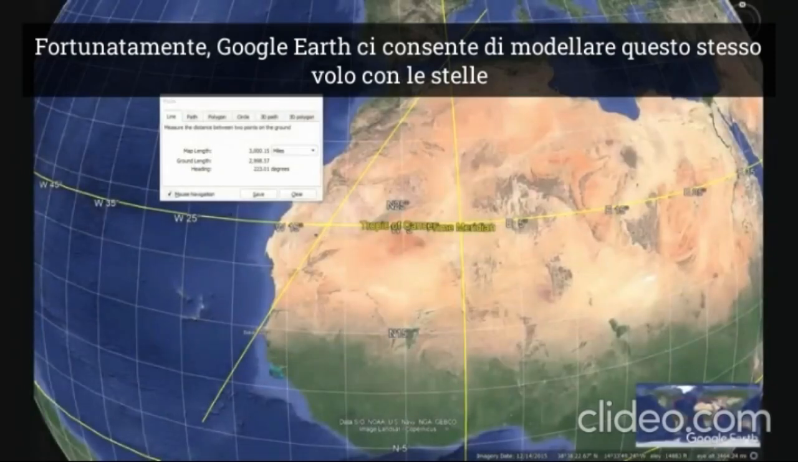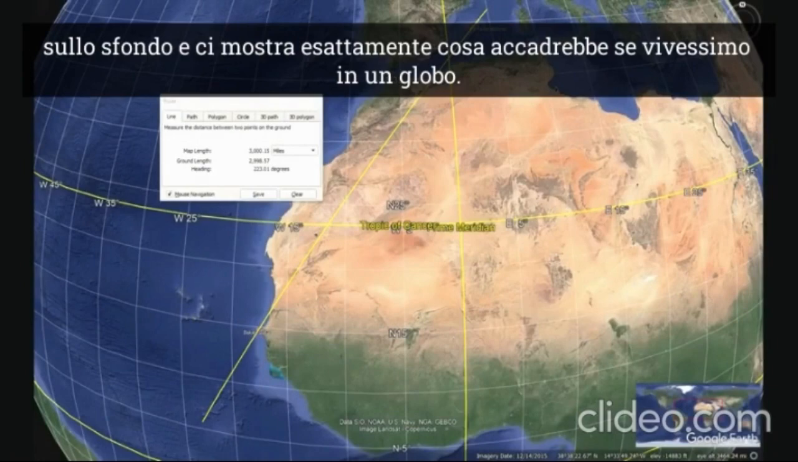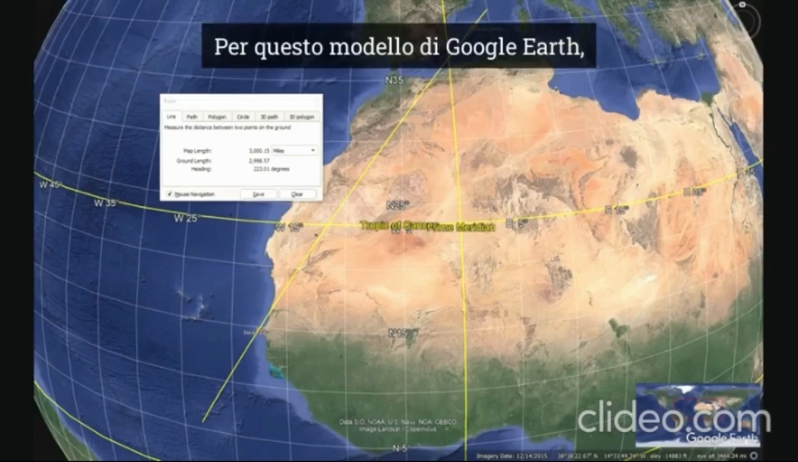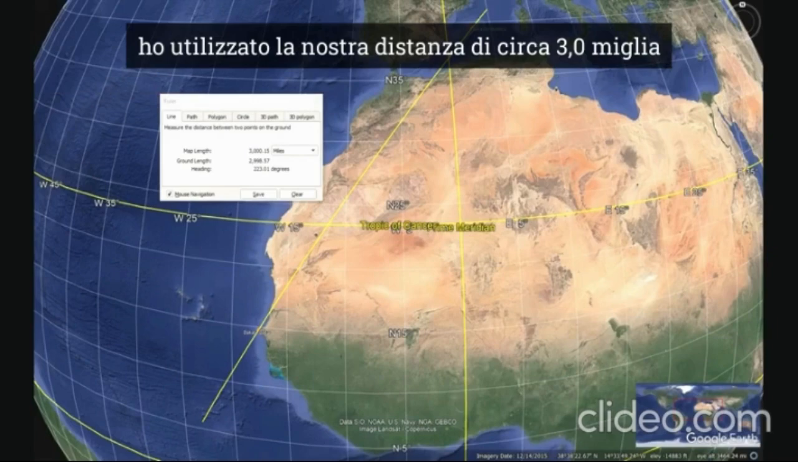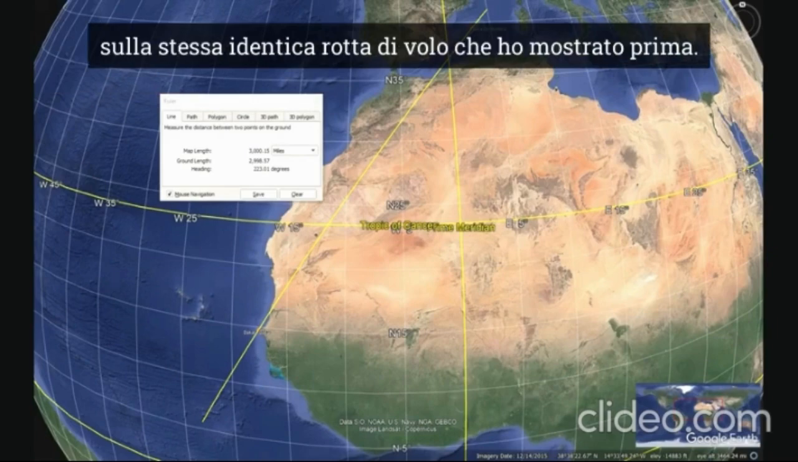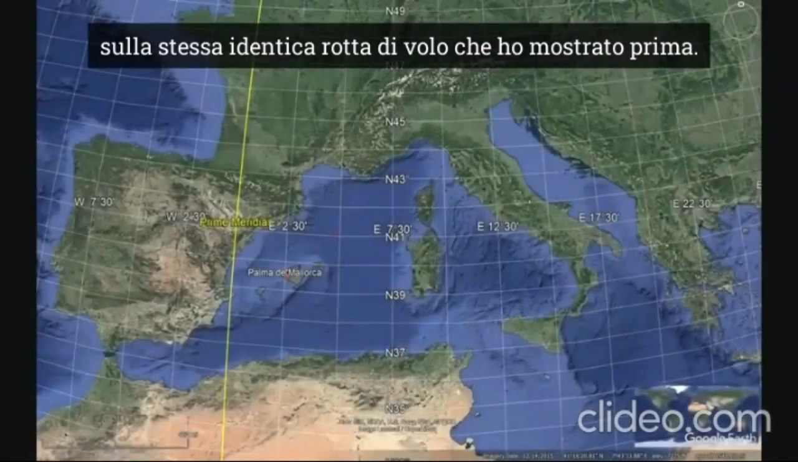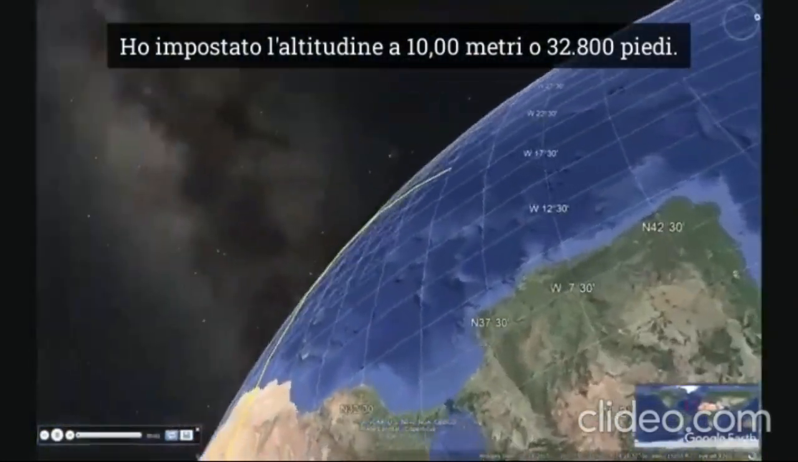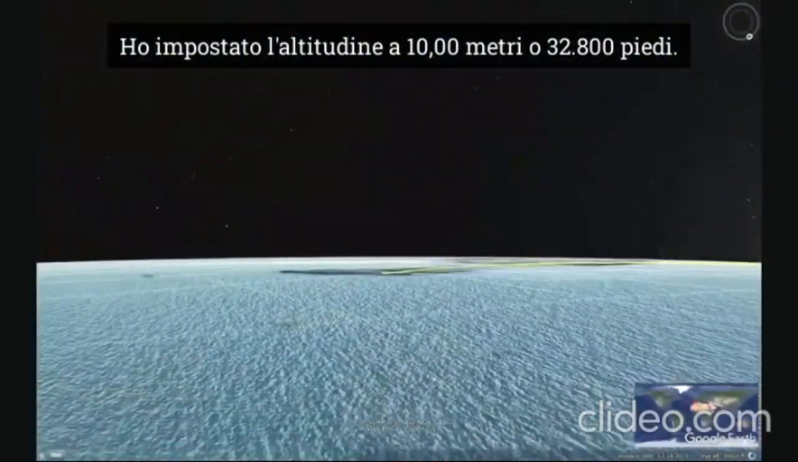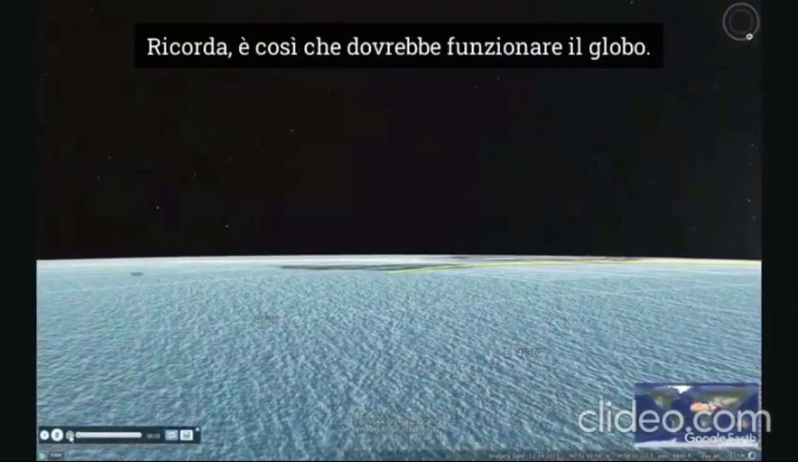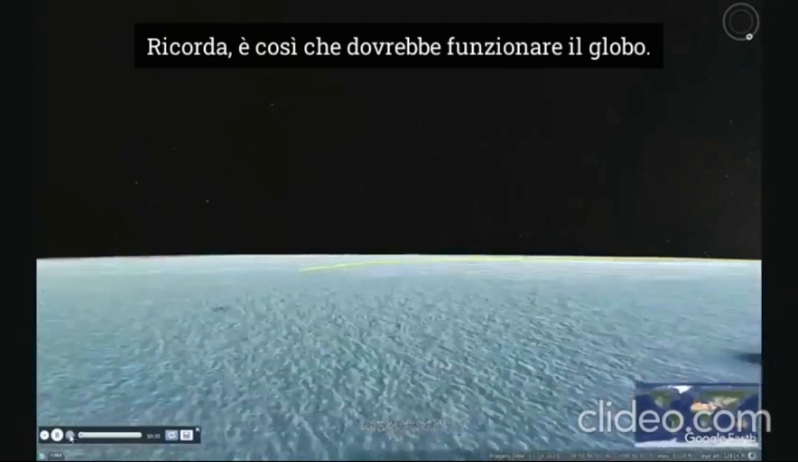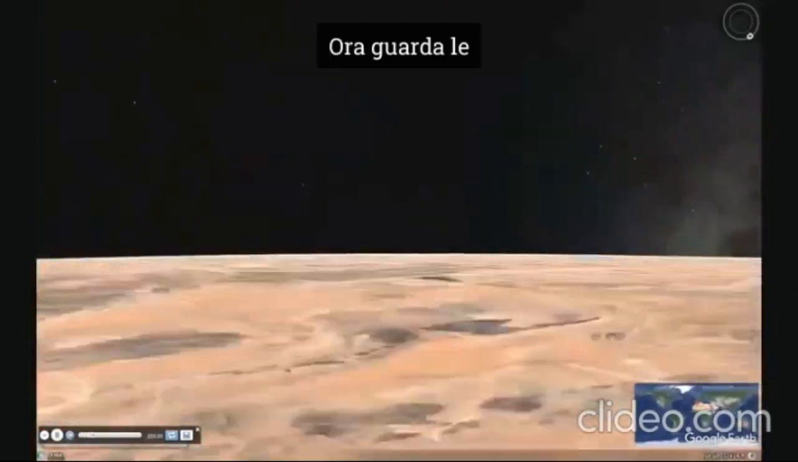Fortunately, Google Earth allows us to model this same flight with the stars in the background and shows us exactly what would happen if we lived on a globe. For this Google Earth model, I used our distance of roughly 3,000 miles on the exact same flight route that I showed earlier. I set the altitude at 10,000 meters or 32,800 feet. Remember, this is how the globe should work. Now, watch the stars.